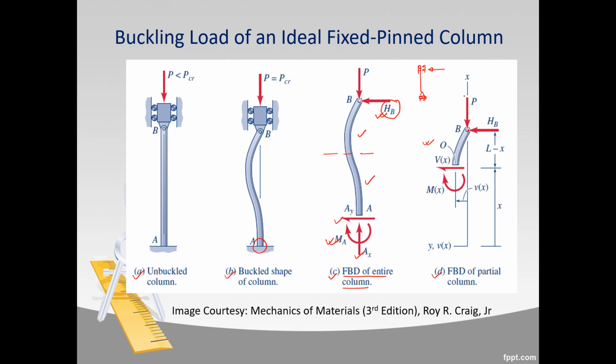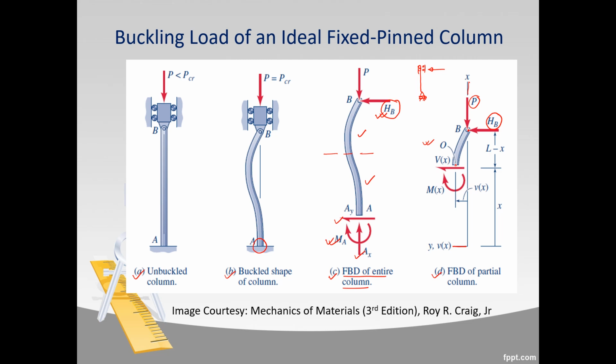So the vertical or axial compressive force that is acting on our column is P. The horizontal reaction at the pinned end is HB. We have taken the x-axis along the longitudinal axis of our column, that is the vertical case here, and we have chosen the y-axis in the horizontal direction.